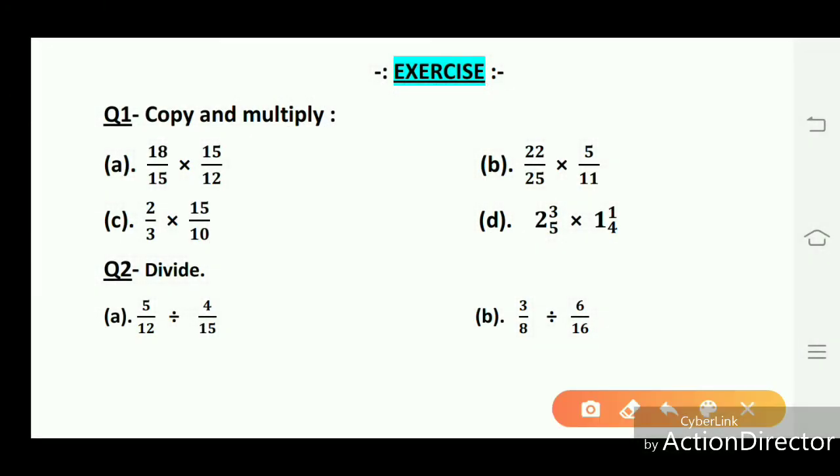Dear students, here I give some questions related to the above discussion. So you will do all these questions in your homework. Thank you, students.